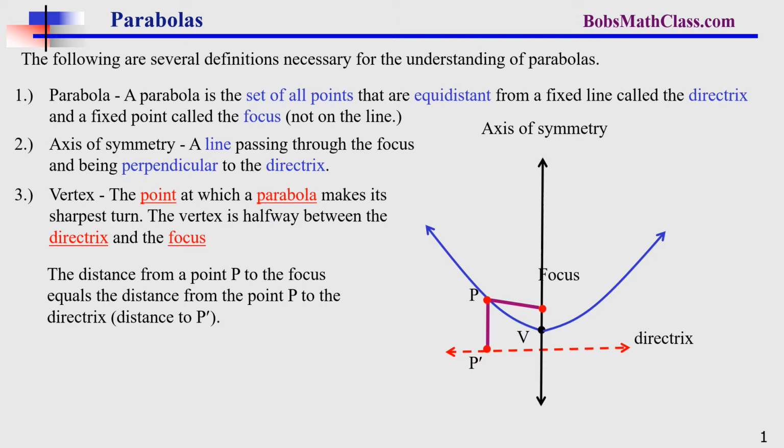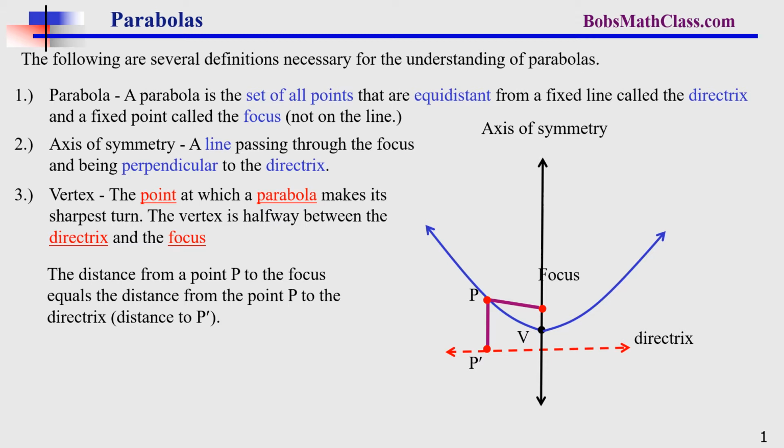So first, some definitions. A parabola is the set of all points that are equidistant from a fixed line called the directrix, and a fixed point called the focus. The focus is not on the line, which is the directrix. However, we have the axis of symmetry, and that is a line that passes through the focus and is perpendicular to the directrix.